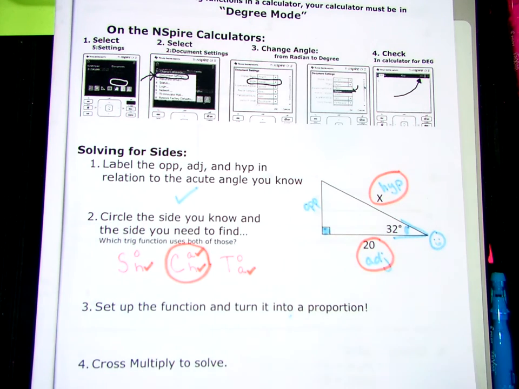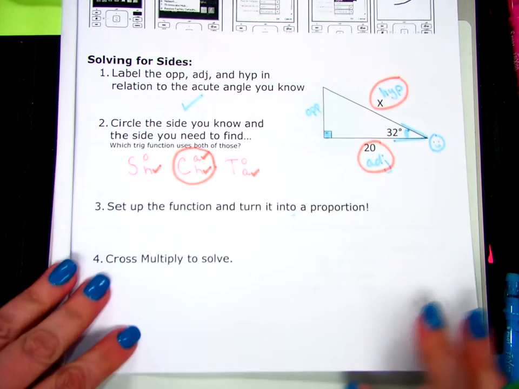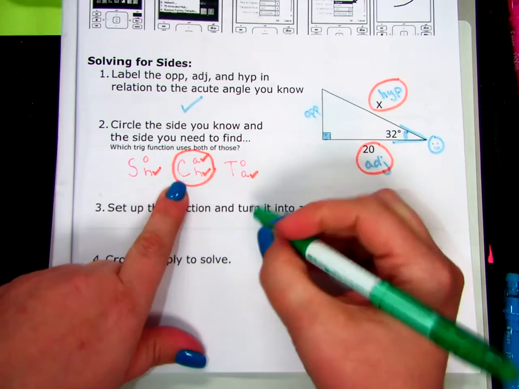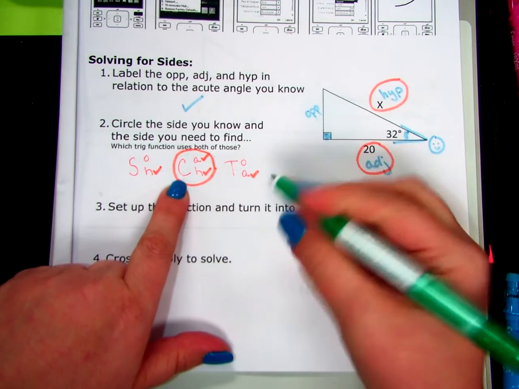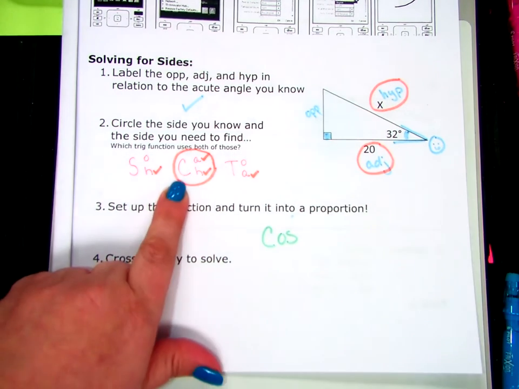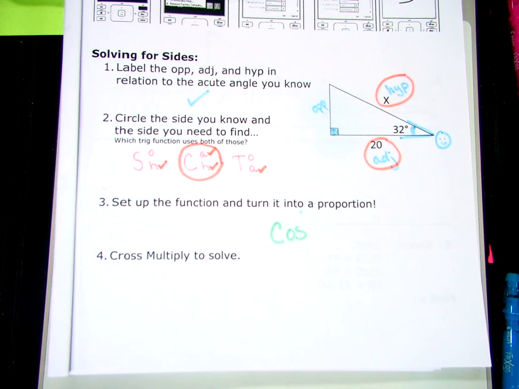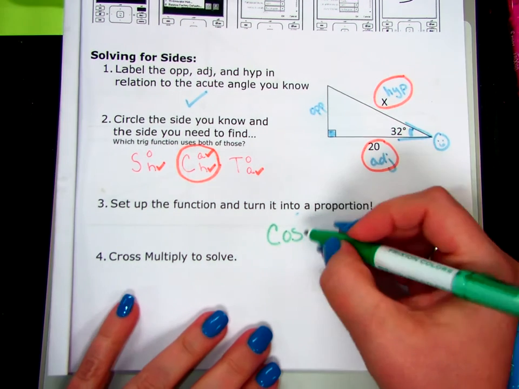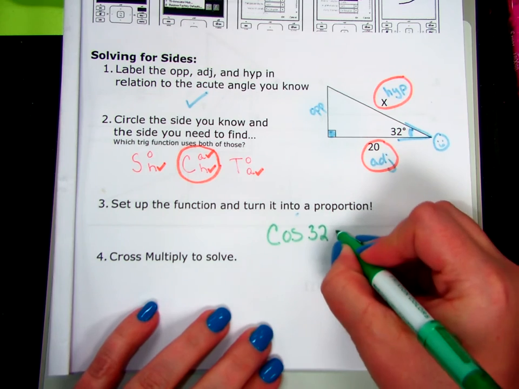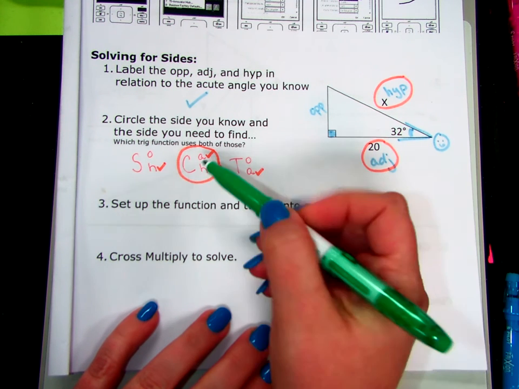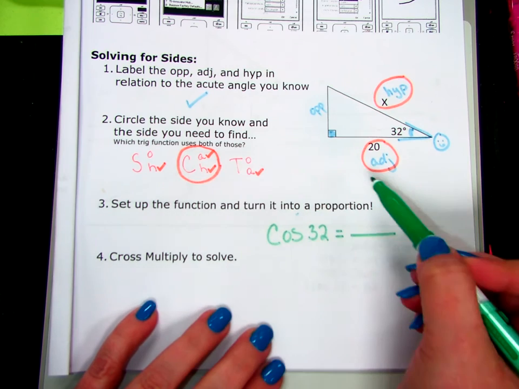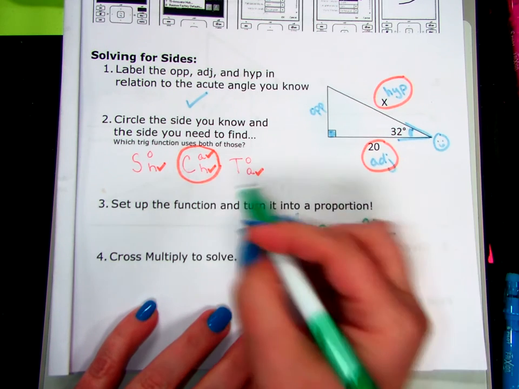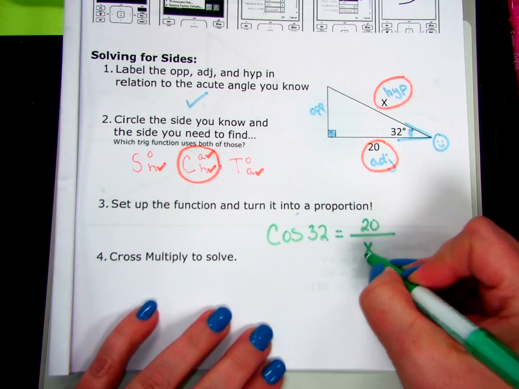Step three. Set up the function and turn it into a proportion. So we know we're going to use the cosine. The cosine, and remember yesterday we would say the cosine of angle A, or the cosine of J, or the cosine of L. Here we're doing the cosine of the angle, 32, is equal to adjacent over hypotenuse. That's why we write it this way, so we can see what goes on top and what goes on the bottom. So the adjacent goes on top, that's 20. And the hypotenuse goes on the bottom, that's x.